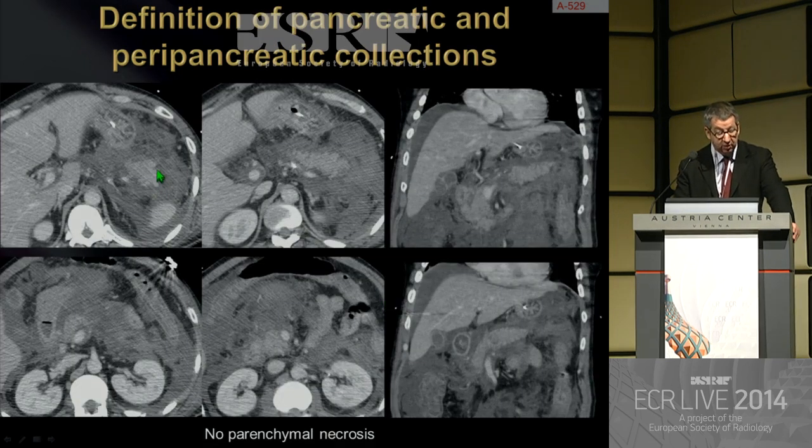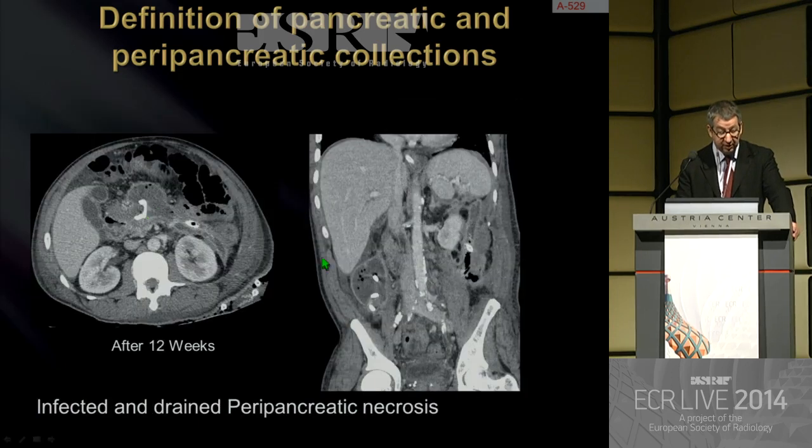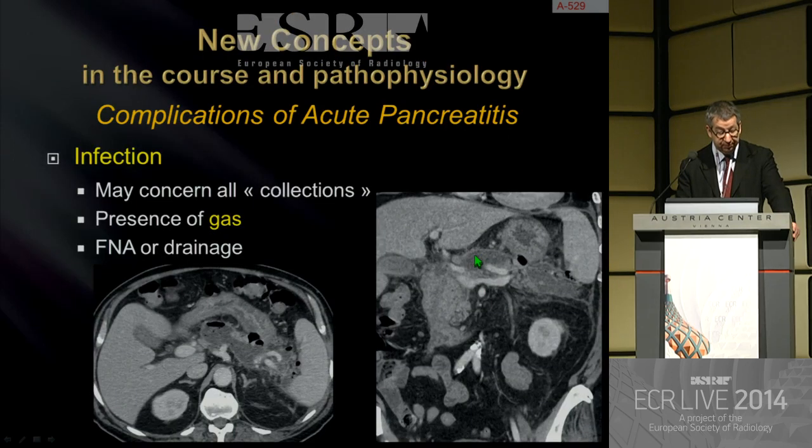So back to the case where there is only peripancreatic necrosis. As you can see here, the pancreatic parenchyma is clearly seen everywhere, and there is no defect of enhancement. There is no intrapancreatic necrosis. But around the pancreas, clearly, it's not APFC. It's acute necrotic collection, and after 4 weeks, clearly, it becomes walled-off necrosis. So it's peripancreatic necrosis alone. And after 12 weeks, that patient recovers after 5 months of hospitalization with successful drainage.